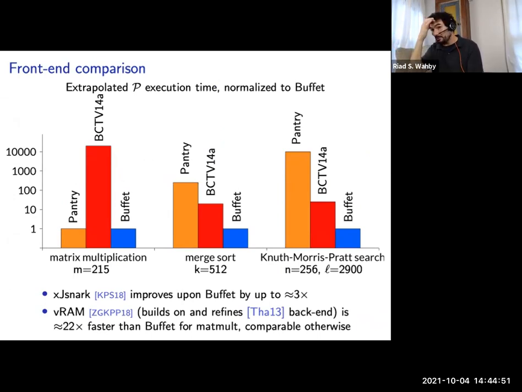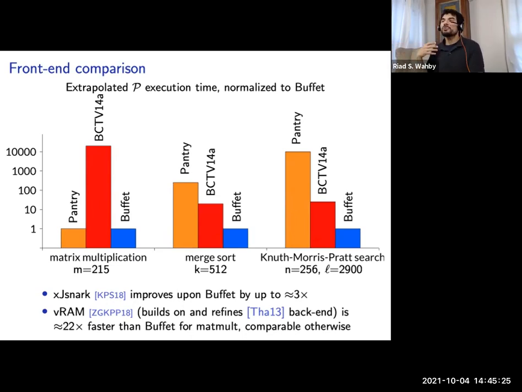A couple things to note before we start: there have been some more recent works since Buffet and Pantry and BCTV14. XJSNARK improves on some aspects of Buffet's performance by about 3x. VRAM is somewhat faster for all programs, but much faster for matrix multiplication than Buffet is. So for specific computations or for different proof systems, we could do a little bit better. But this is still a rough idea of how things work. Basically, we're going to look at three computations here: matrix multiplication, merge sort, and string search.